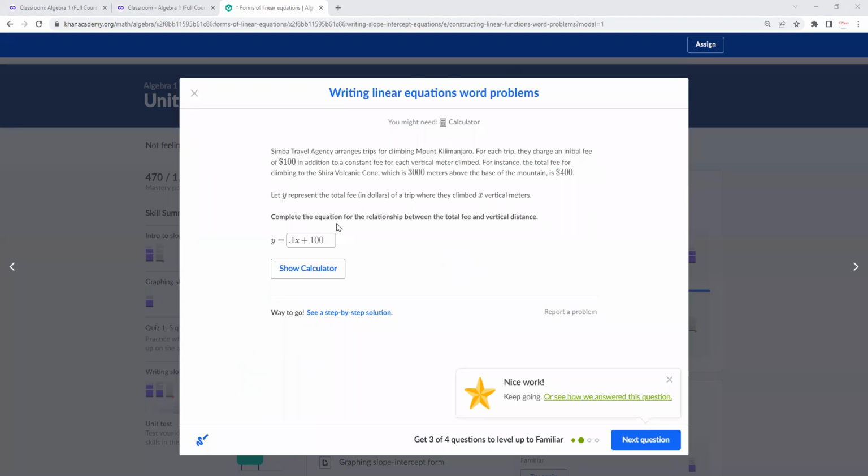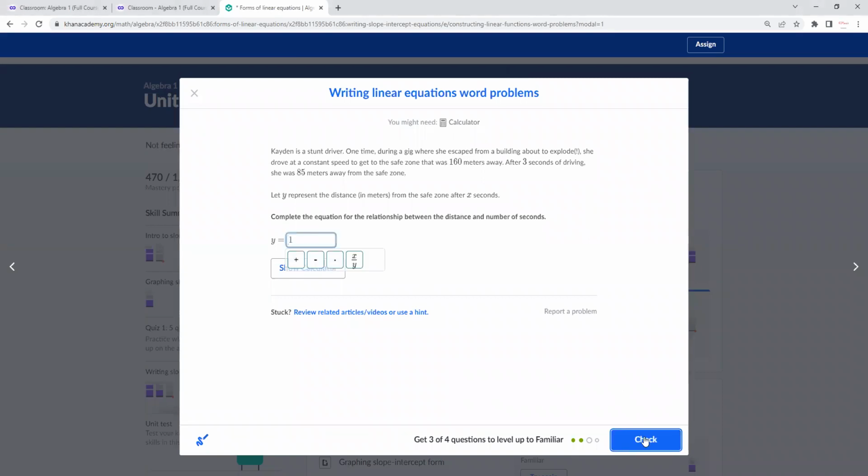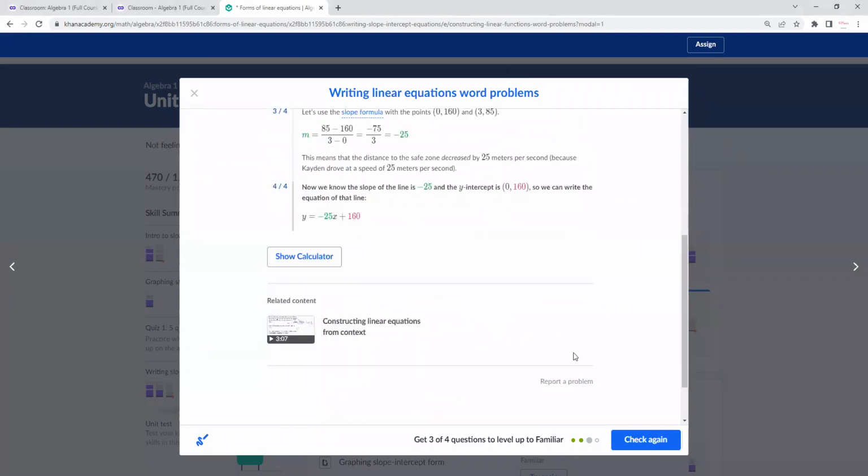So yeah, just practice these. If you get it wrong, see why you got it wrong. Like I said, Khan Academy will go over it with you. So let me know if you have any other questions.